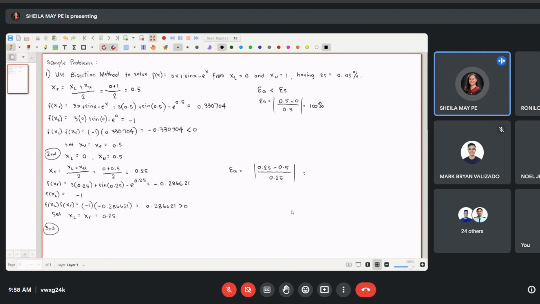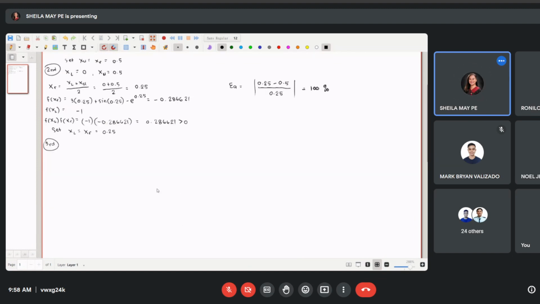Okay, let's proceed with the computation. So this is still at 100%. If you are faster at solving than I am, class, you can do it, okay? To make solving easier.